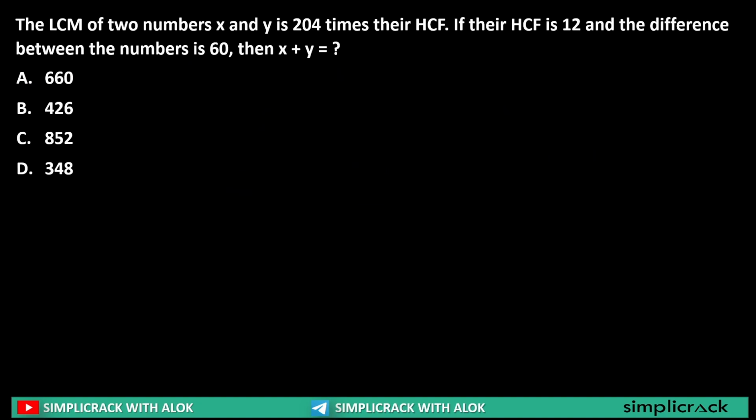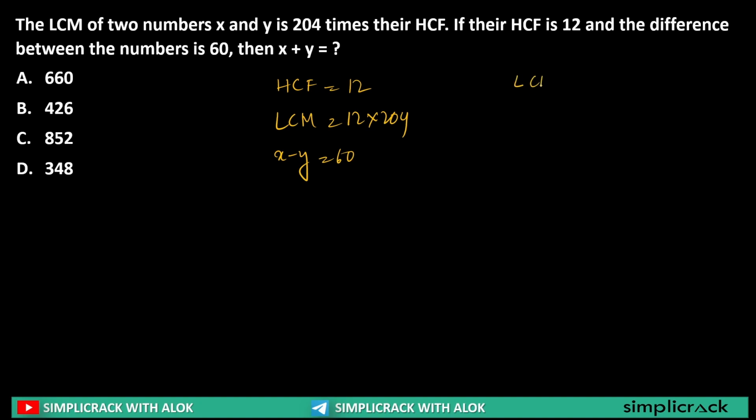Okay. Now the LCM of two numbers. See, this is a very good question, and it might be possible that you will see these types of questions in your real examination. What is it asking? The LCM of two numbers x and y is 204 times their HCF. If HCF is 12, LCM will be 12 into 204, as it has already said. Now the difference between the two numbers, that is x minus y, is equal to 60. So x plus y is what?